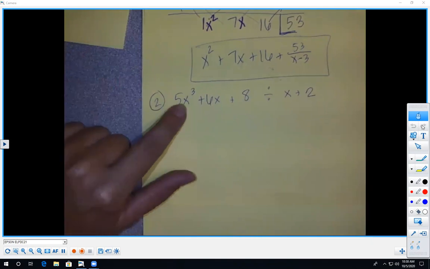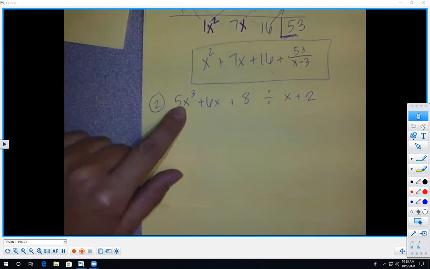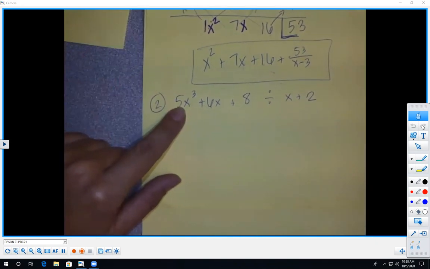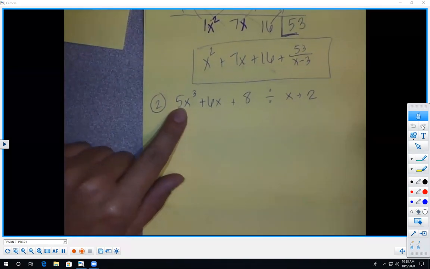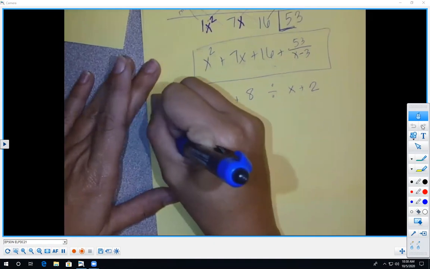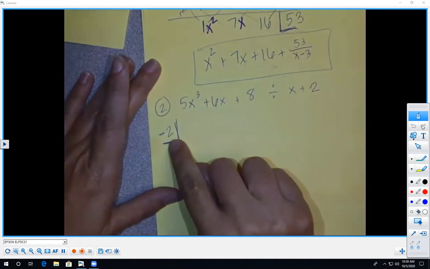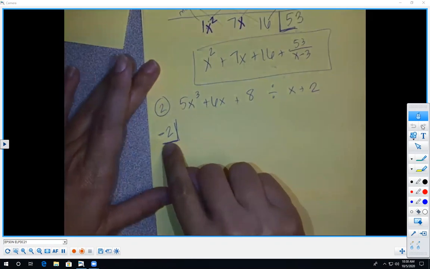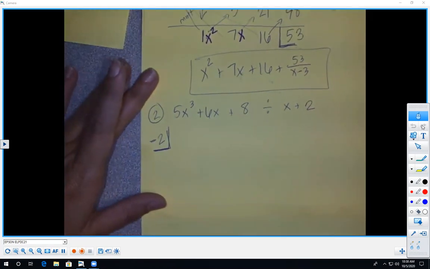Okay, you have an x cubed term. Do you have an x squared term? You have to put a 0 in for x squared or it will not line up and it will not work. What am I dividing by here? What number? -2. This is like the root or the 0 or the solution in there, okay? So I'm going to divide it by -2.